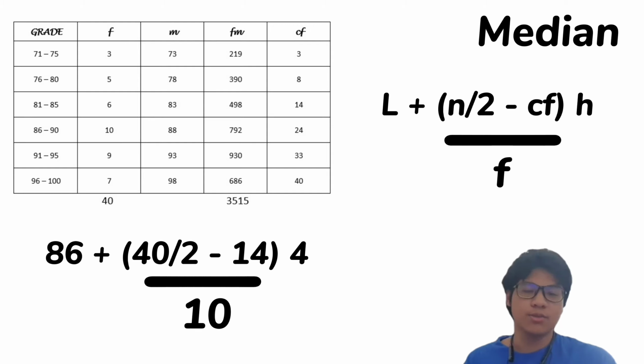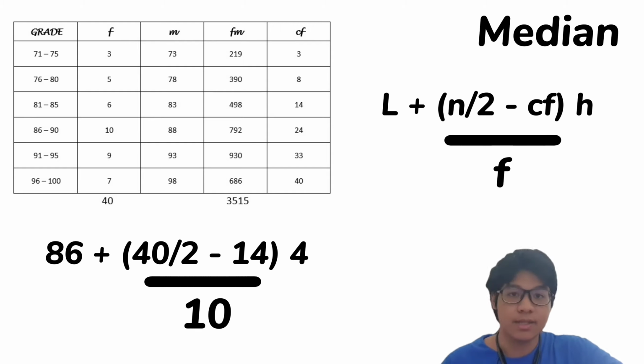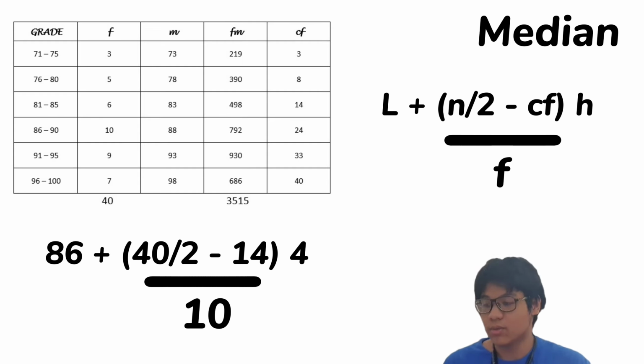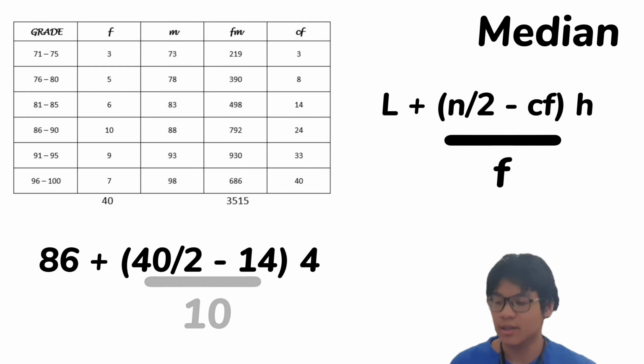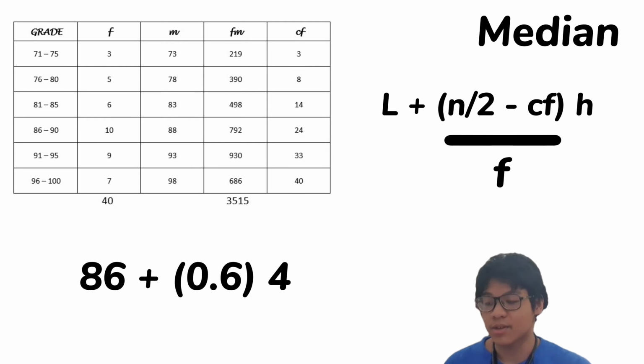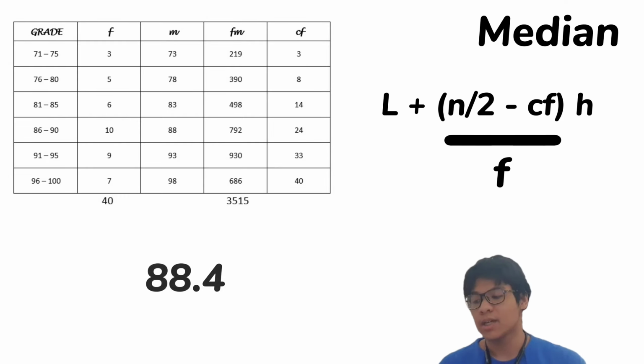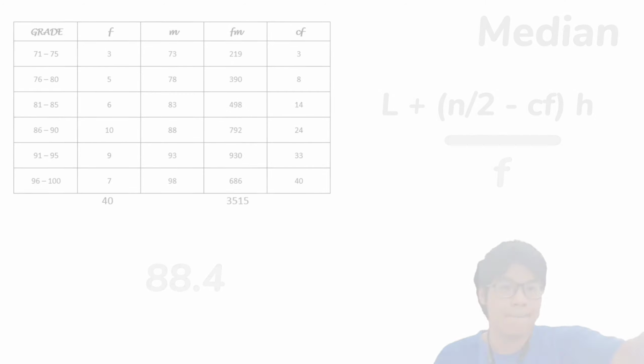If we substitute the values, we would get 86 plus 40 over 2 minus 14 over 10 times 4. If we simplify that, it would become 86 plus 0.6 times 4. And if we add it all together, which is 86 plus 2.4, the total will become 88.4.